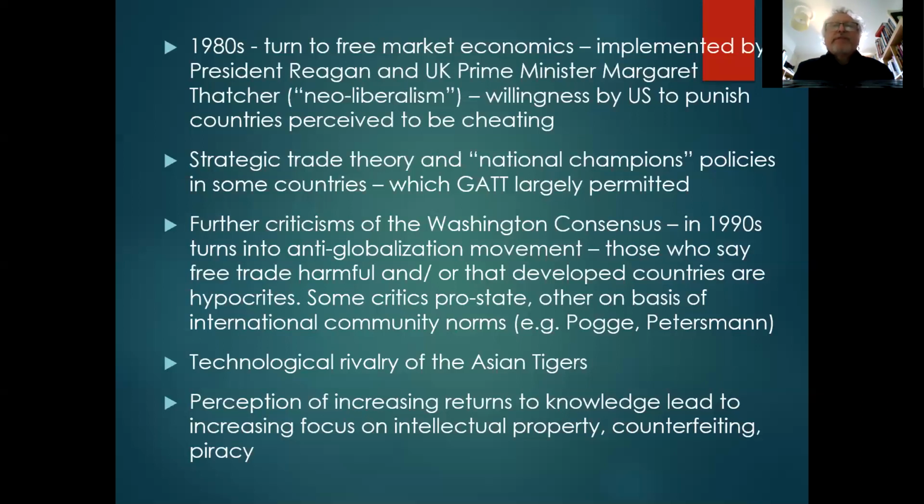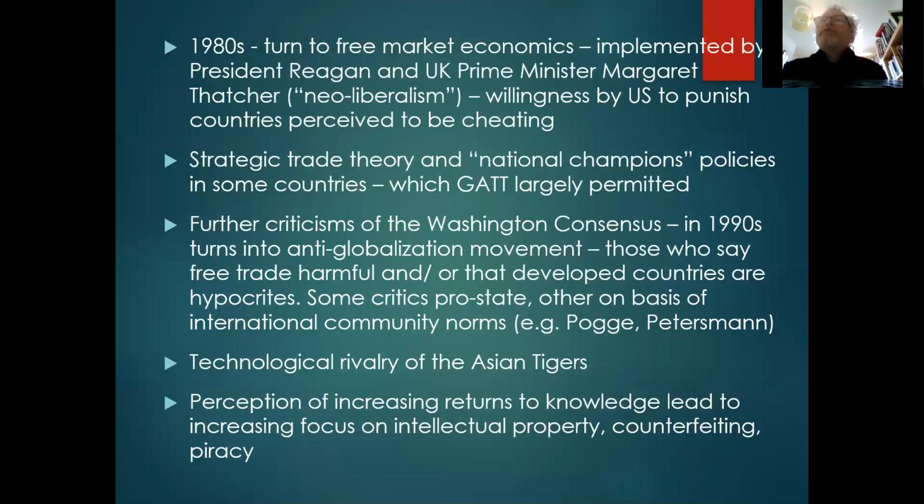So this idea that free trade is very, very harmful to community is of course still a persisting criticism. You have, as I mentioned, the technological rivalry of the Asian tigers. There's also a lot of writing in the 1980s that starts to appear saying that the countries that are most competitive are countries that are knowledge-based economies. It's not so much manufacturing, it is knowledge. That knowledge as an input is vital to being a country with a strong economy that's able to compete.